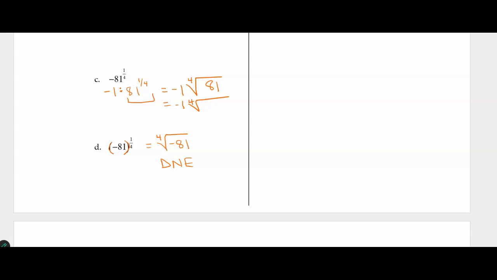Now, 81, if I break that down, is 9 times 9, and then each of those 9s break down to be 3 times 3. So I get four 3s inside here, and so one 3 gets to come out. But I still have that negative 1 that I need to multiply by, so my final answer on that would be negative 3. So when it's written without parentheses, I can get a solution. When it's written with parentheses, I've got that even root, I can't find an answer. It doesn't exist in the real number system.